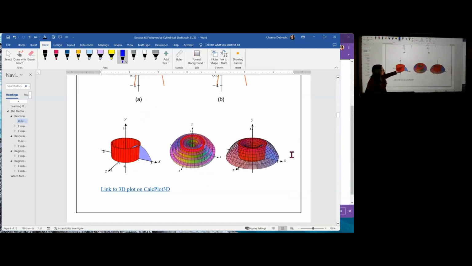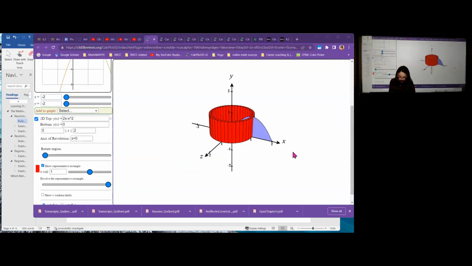Again, you can see the shape to be revolved here in purple, and you can see a single shell that's been revolved. This is what it looks like with maybe 6 to 8 different shells revolved. And in the picture on the far right, you see the solid itself. You can still see part of the original area that was revolved sitting right here on this side, as well as a single shell that's been revolved. Let's look at it now on CalcPlot 3D.